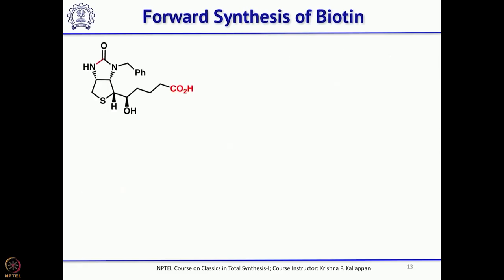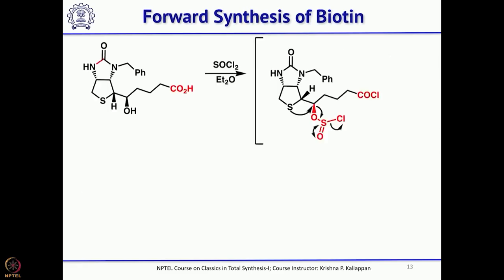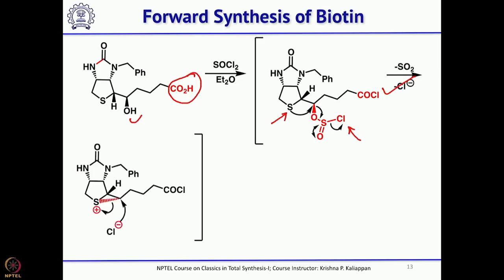Okay, so how was it done? You first try to remove the hydroxyl group. When you treat with thionyl chloride, first the carboxylic acid will become an acid chloride. Then that hydroxyl also will attack the thionyl chloride and form the half thionoester. Then the lone pair on the sulfur of tetrahydrothiophene will intramolecularly attack and your OSOCl will go out. That will form a three-membered ring with sulfur having a positive charge.